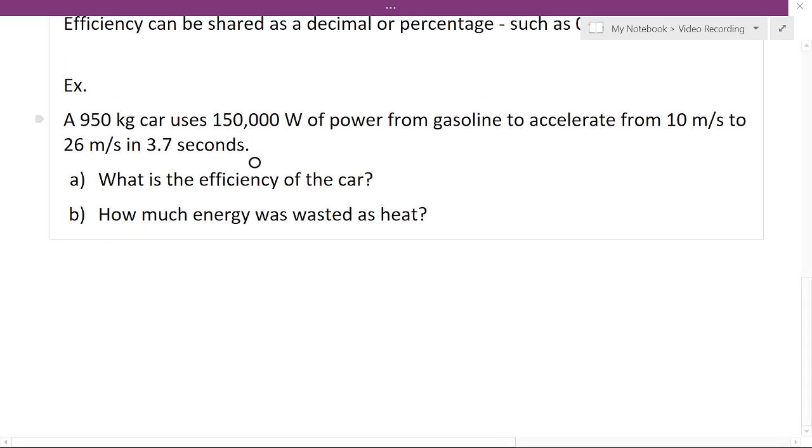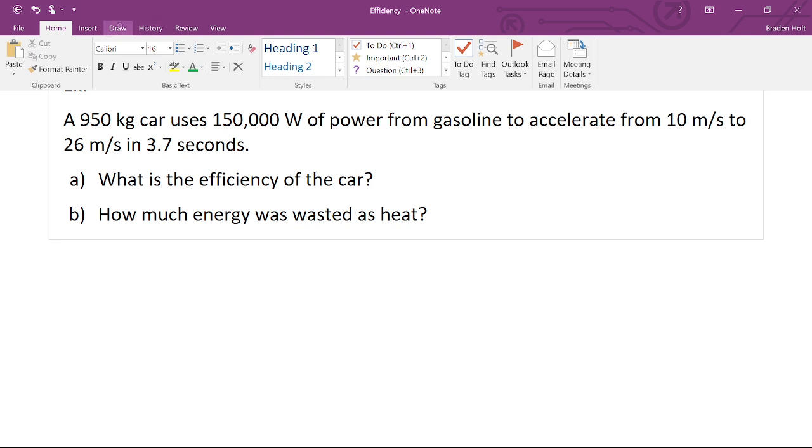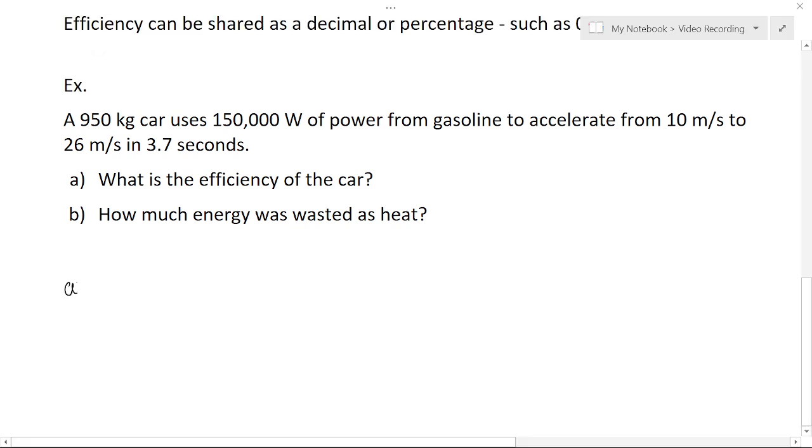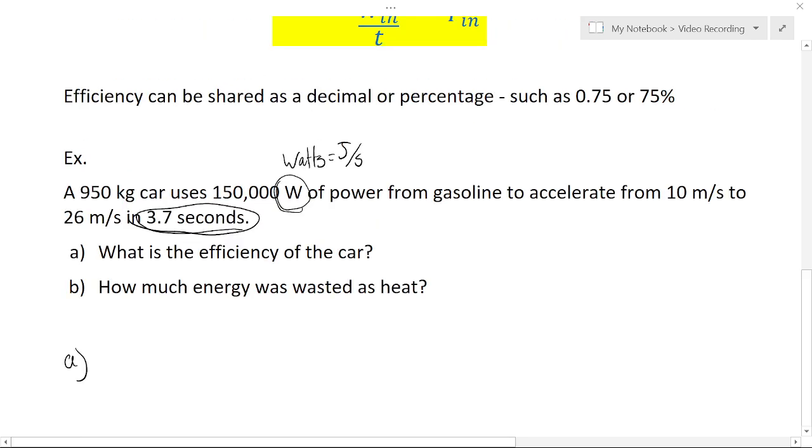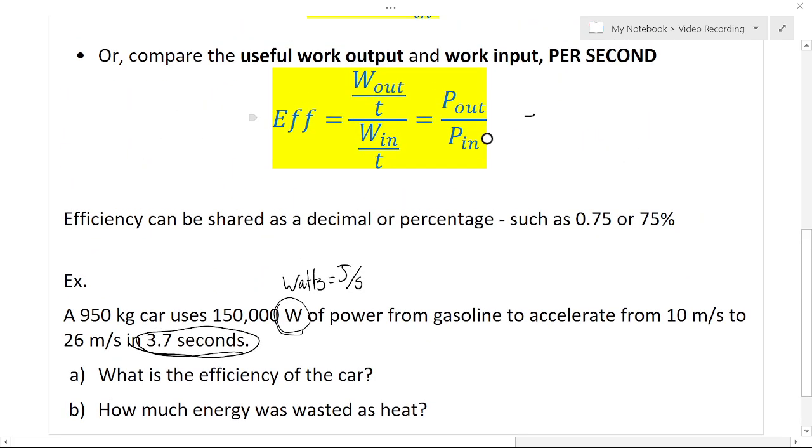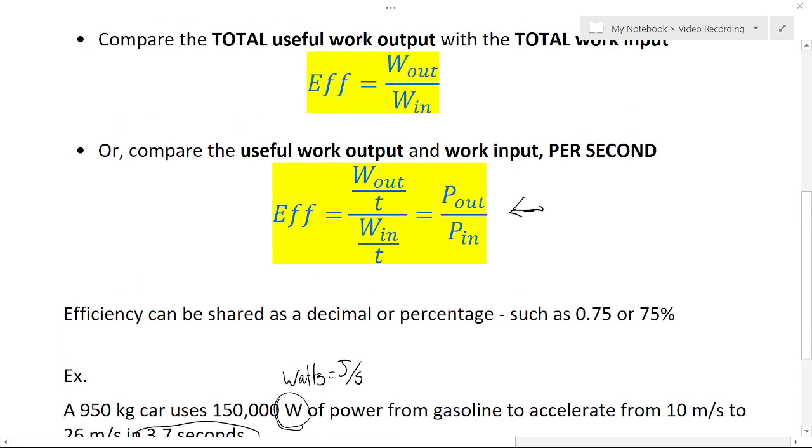So let's start with part A. In part A, we want to know the efficiency. Now, a tip for you: if you see watts, W represents watts, a watt is equal to a joule per second. It's the measurement of power. Or if you see seconds, a measurement of time, you're generally going to want to use this formula here instead of this one.